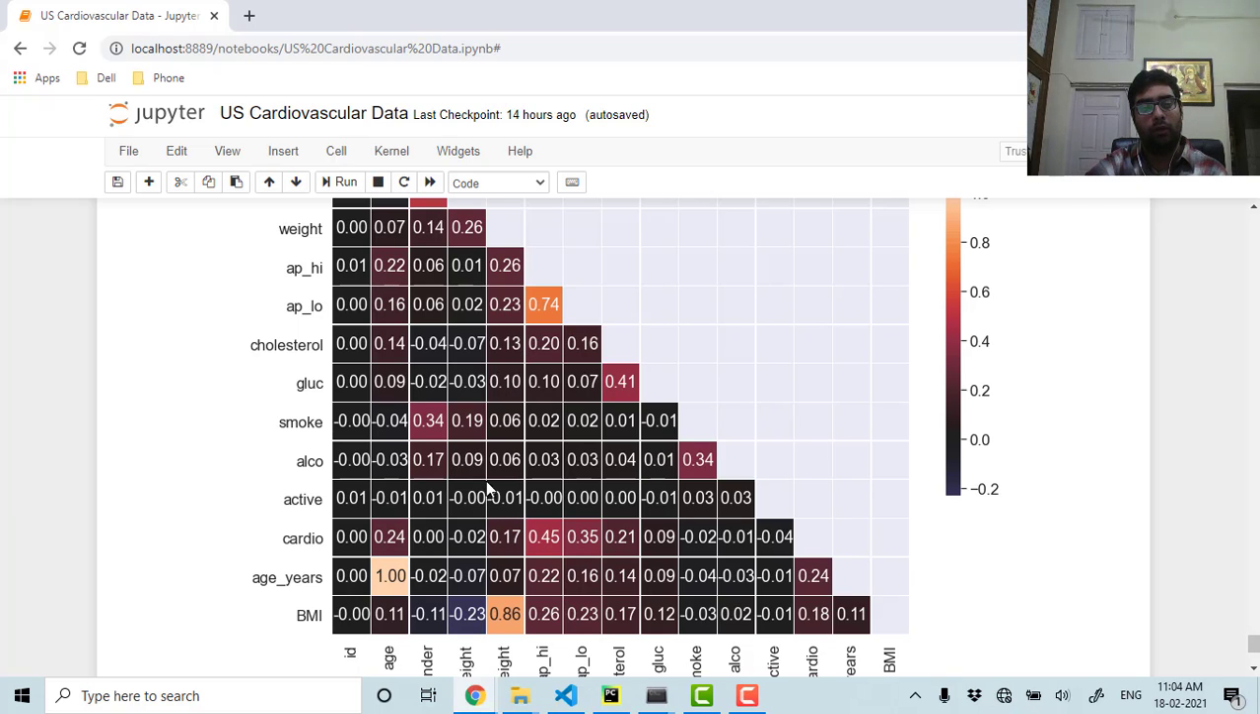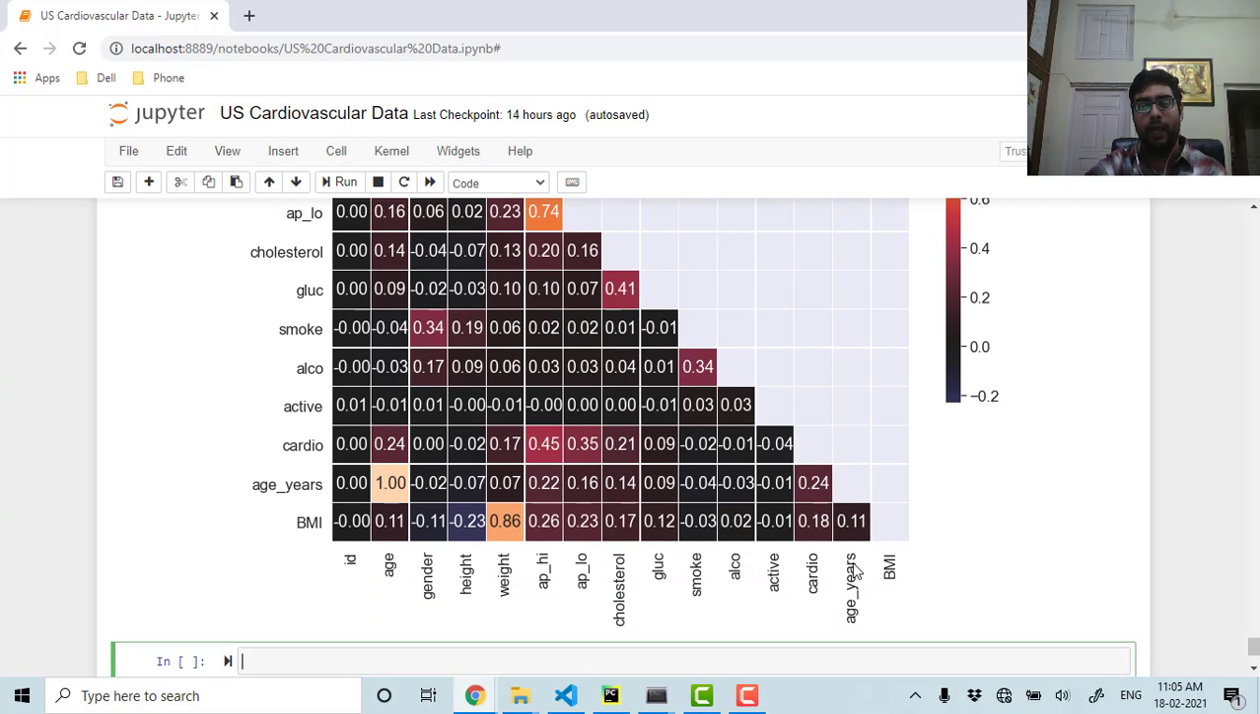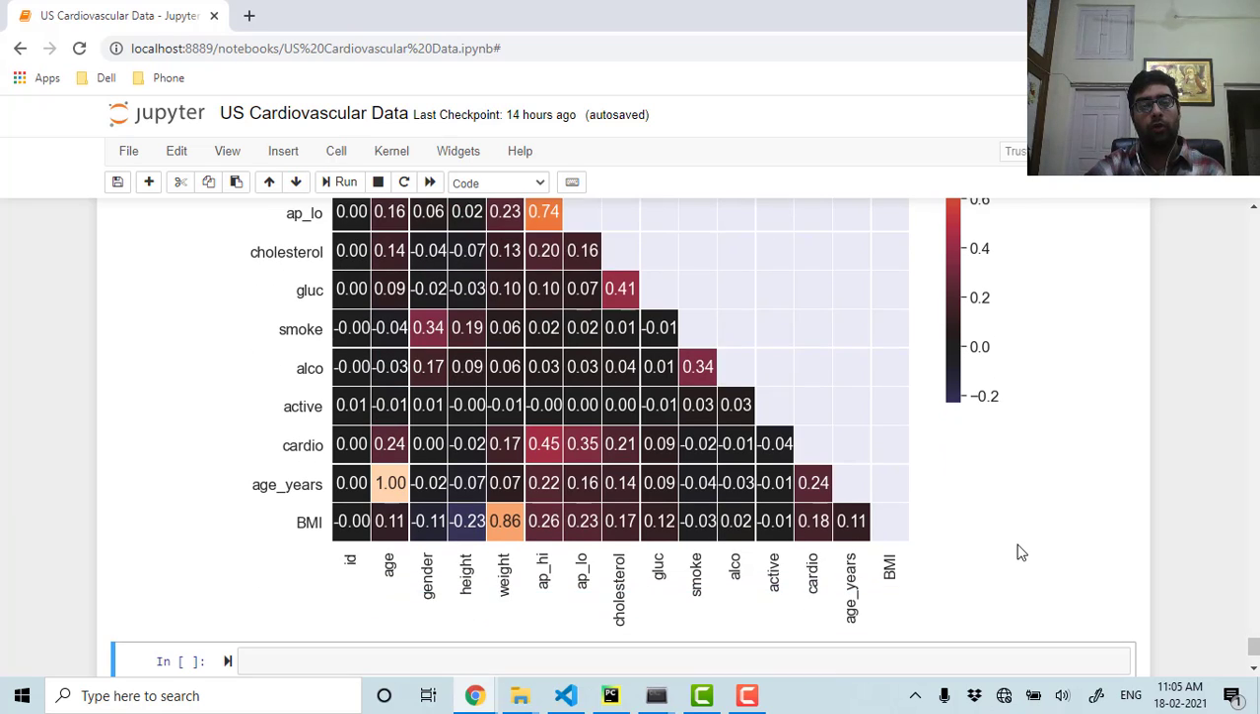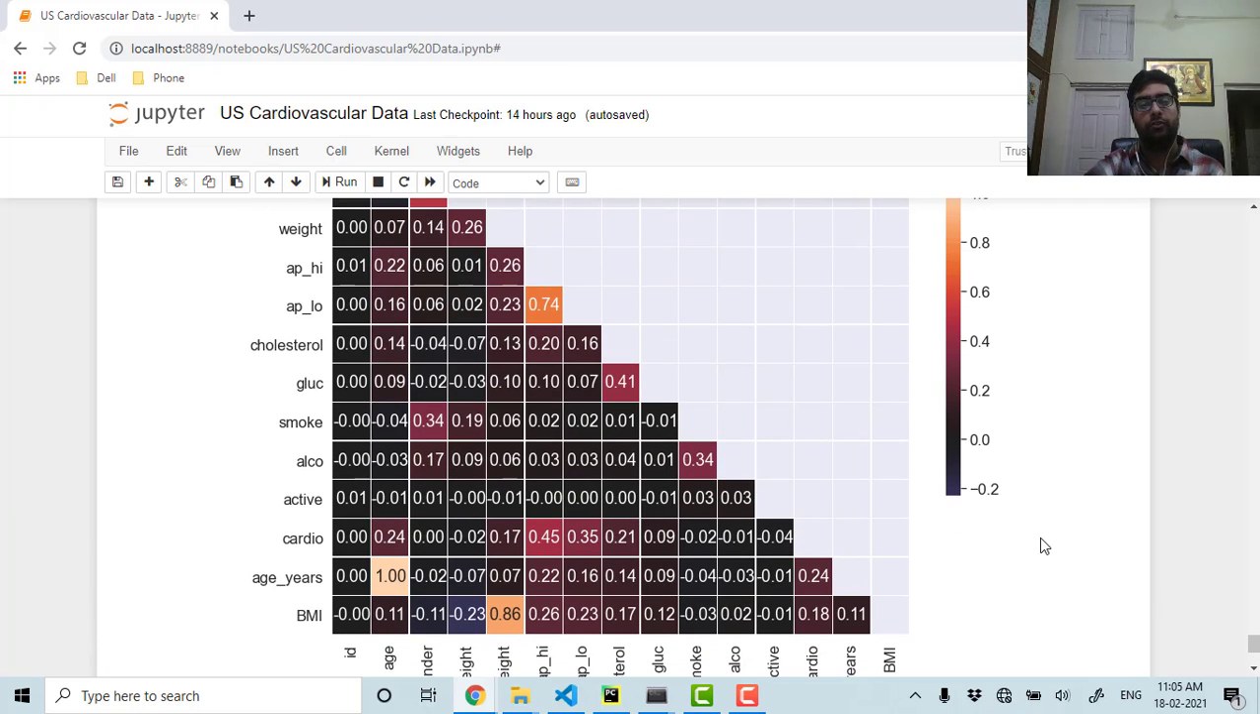So I can conclude with that. Similarly, if we see BMI with cardio, it has good weight in our analysis. So BMI also gives good evidence that we should be maintaining our weight. So this was my analysis project on US cardiovascular data. The code will be uploaded and attached. Thank you.